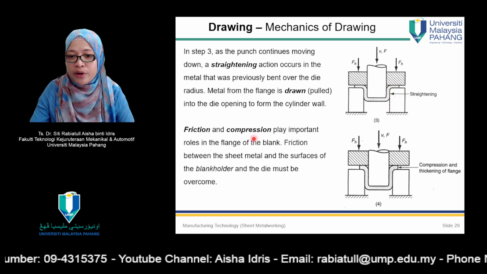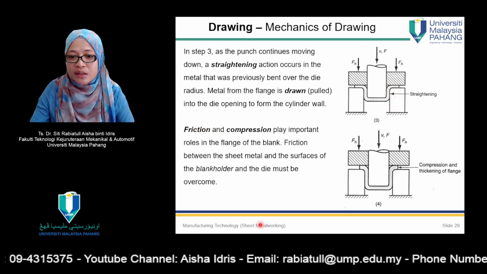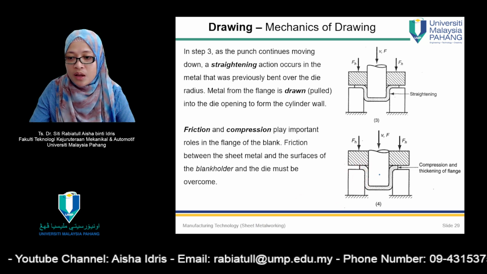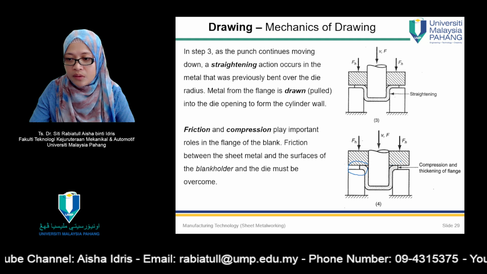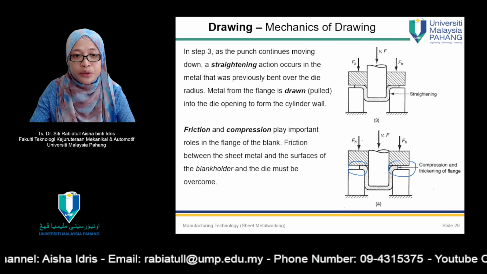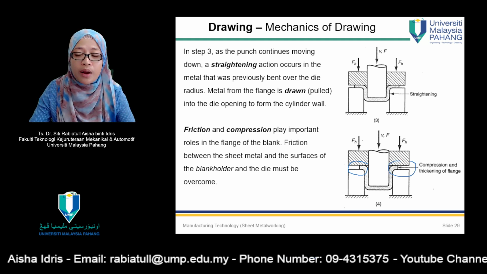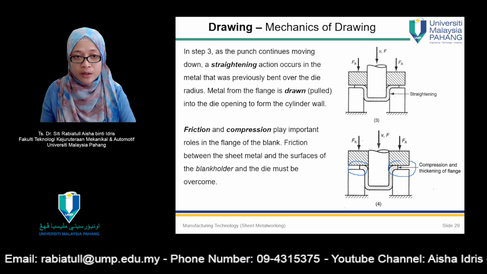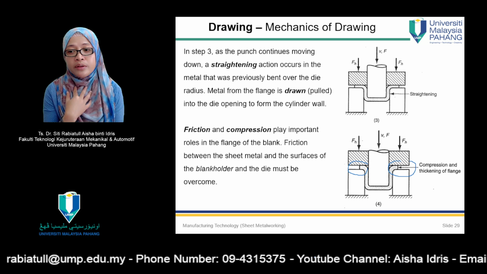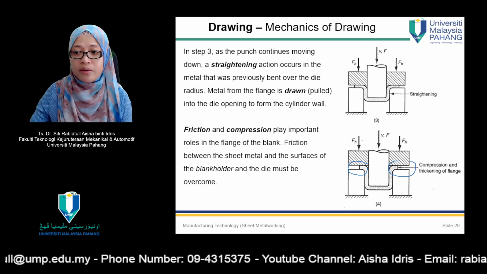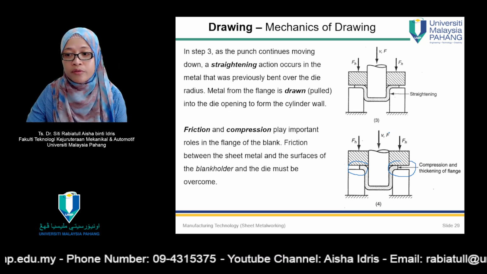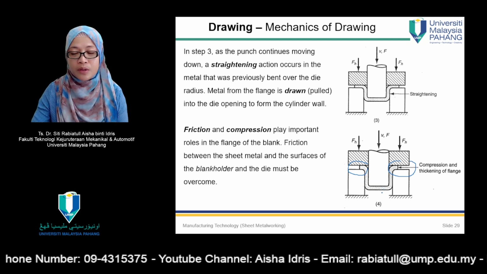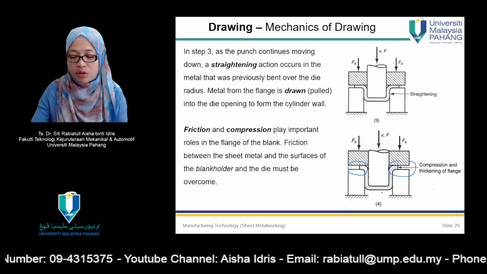And at this point, friction and compression is very important, because at this area, we need to reduce the friction over there. Otherwise, it is very difficult to form the sheet metal, and it will require a high value of force for the punch to shape that stock.